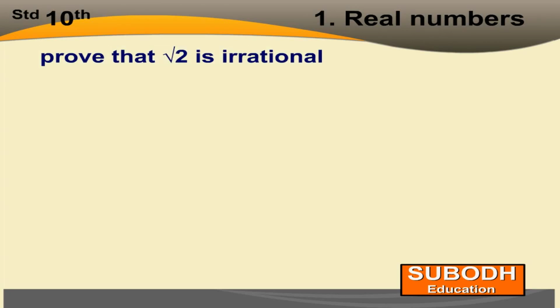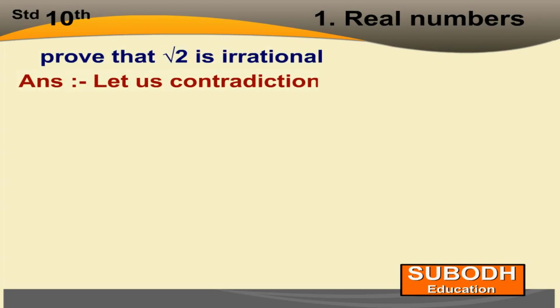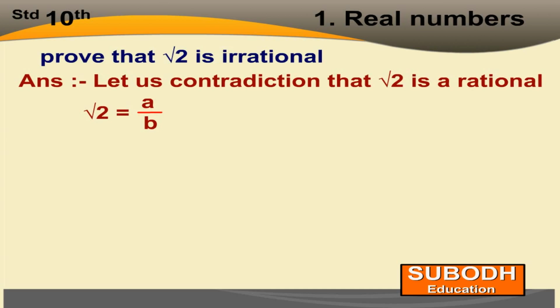Prove that root 2 is irrational. Answer. Let us assume by contradiction that root 2 is rational. Root 2 is equal to a rational number written in the form a by b, where a and b are co-prime numbers, that is, 1 is the only common factor of a and b.